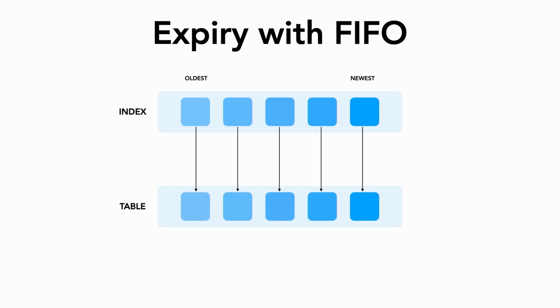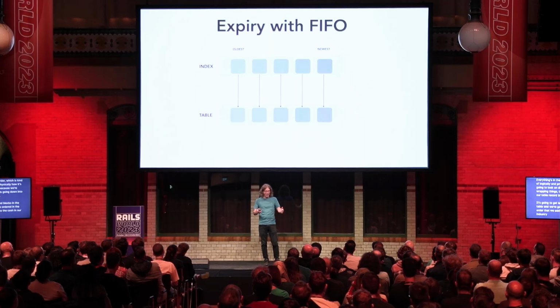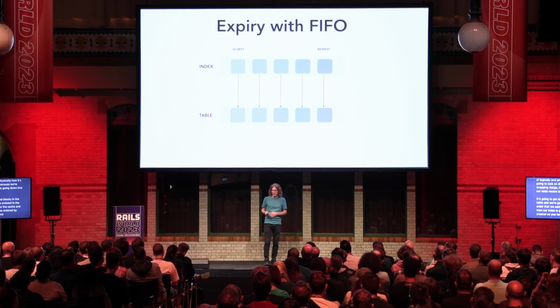Everything's in the same order, which is logically and probably physically how it's going to look on disk, because we're adding things. The data is going down into our table, record by record. It's going to get laid out in blocks in the table, ordered in the order that we add them into the cache. And then our index is going to be ordered by created at. So you have this nice, neat, everything lining up nicely.